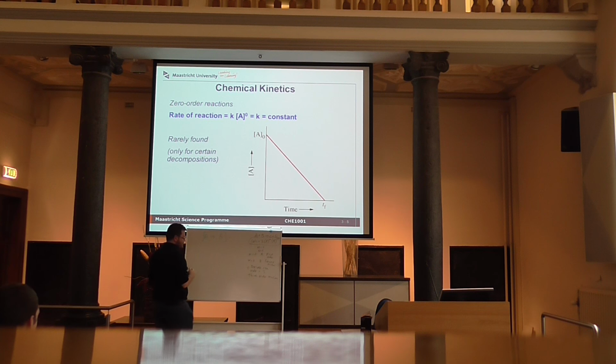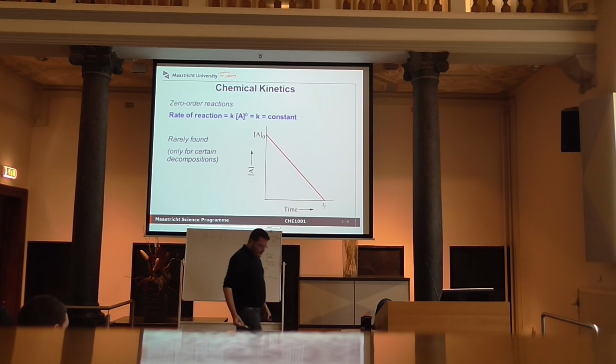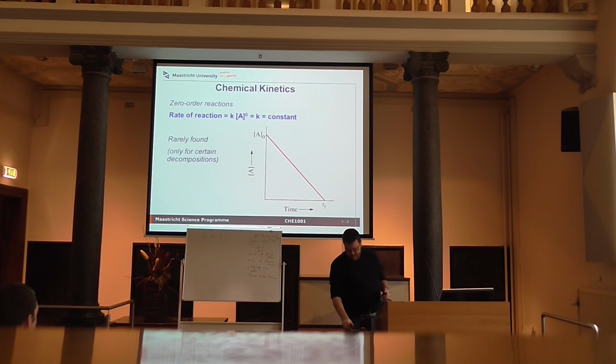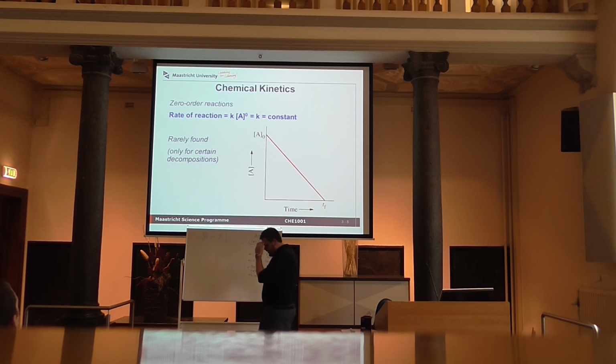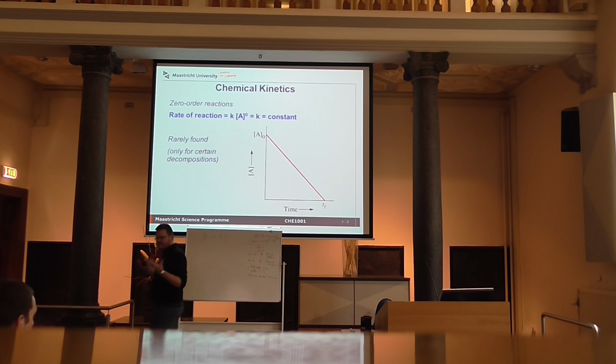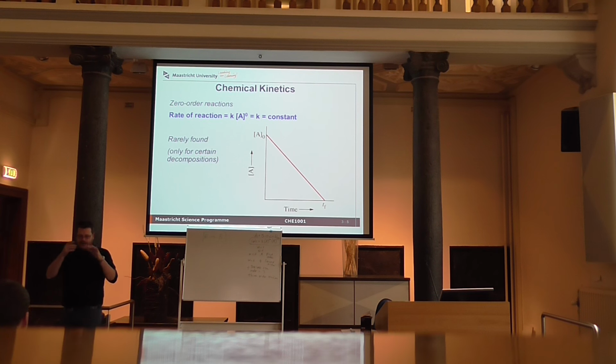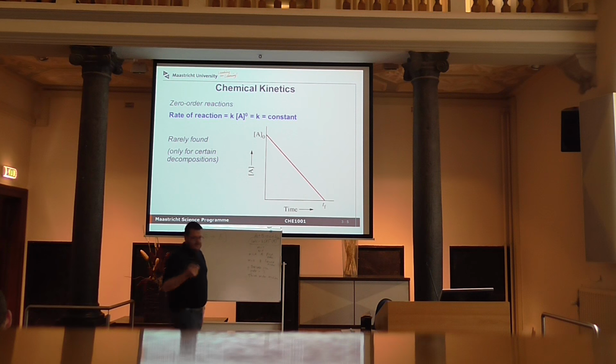Right, one reactant, one product. Now, you have reactions like this, of course. You have, for example, particularly with salts and stuff like that, if you heat them up, they can undergo decomposition to gases and stuff like that. So we could have A goes to B plus C plus D. But let's just suppose, for argument's sake, A goes to B.